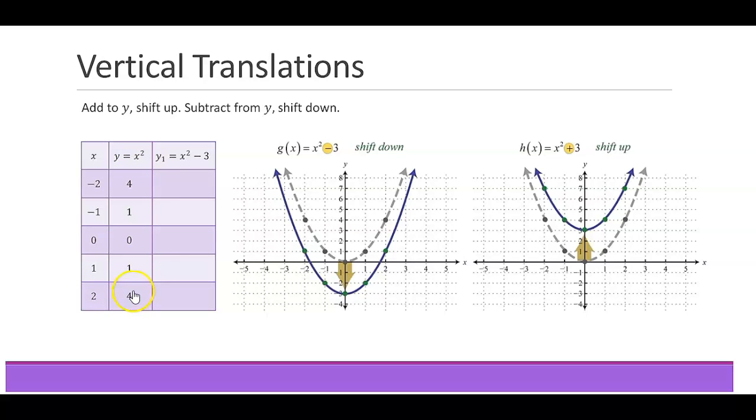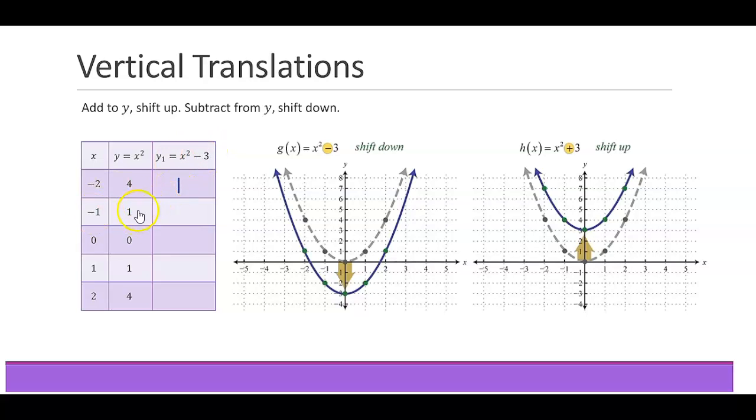So numerically, let's see what happens if we try to substitute those same x values from -2 to 2 into the function, which I'm calling y1, equals x squared minus 3. Well, I'm going to go ahead and take -2 and square it. Well, that gives us 4 as we know, and subtracting 3 from that is going to give us a +1.